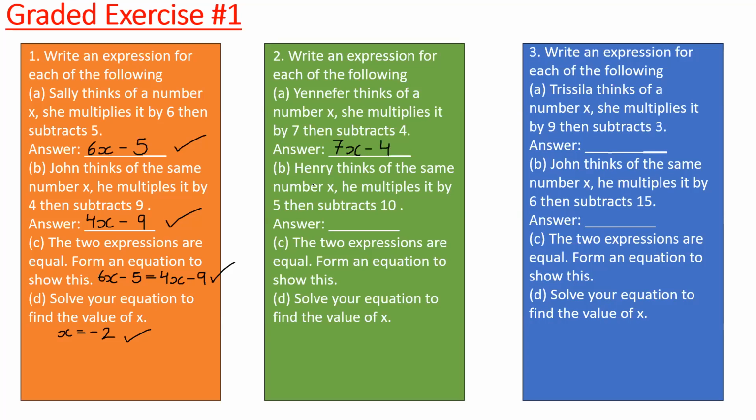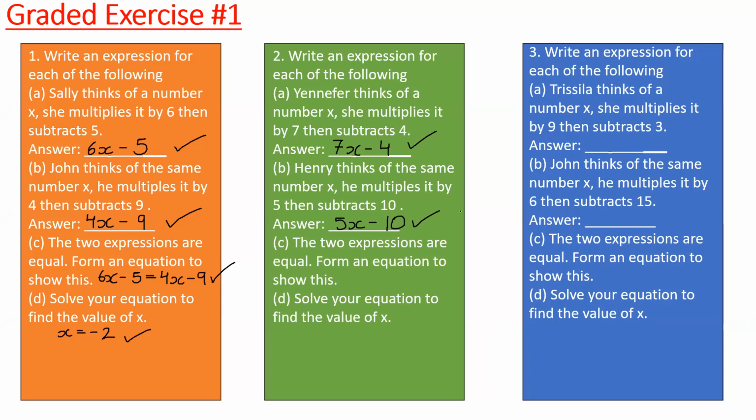Go ahead, Chai. B, Henry thinks of the same number x. He multiplies it by 5, subtracts 10. That would equal 5x minus 10. Okay, so 5x minus what? Minus 10. Very good. Anyone else got that? 5x minus 10. Yes, sir. Pretty good.